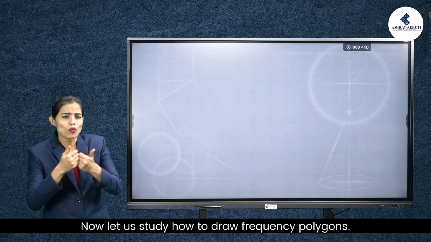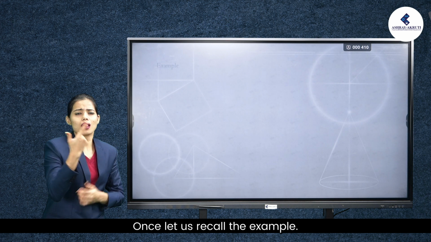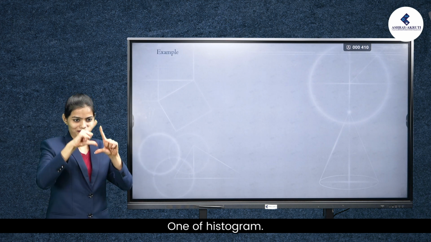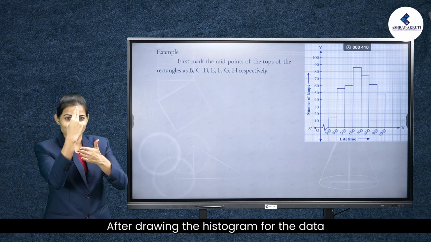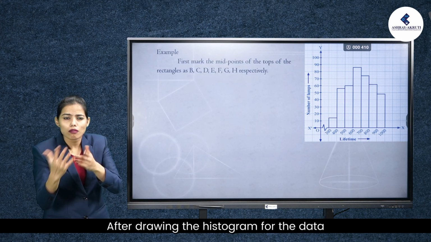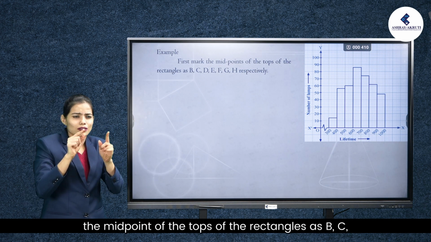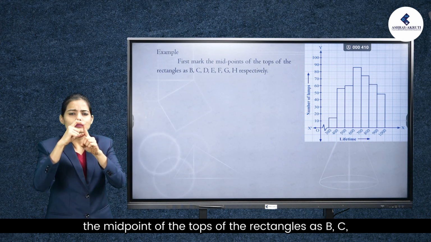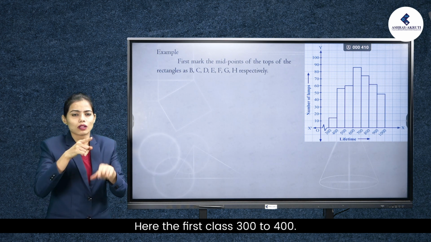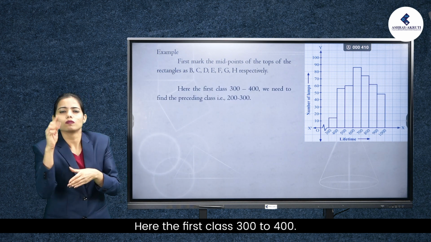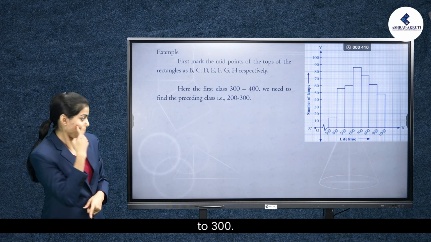Now, let us study how to draw frequency polygons. Once more, let us recall the example 1 of histogram. After drawing the histogram for the data, first mark the midpoints of the tops of the rectangles as B, C, D, E, F, G, H respectively. Here, for the first class 300 to 400, we need to find the preceding class, that is 200 to 300.